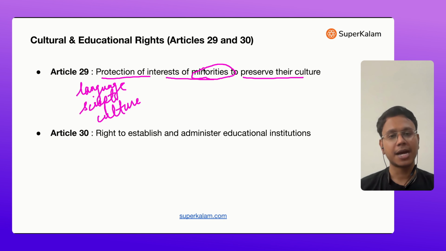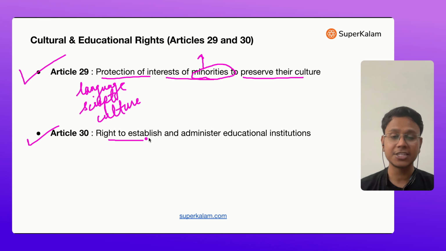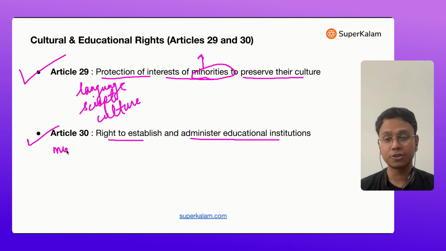In the Constitution it was written minorities, but if you read the article very carefully, it says any persons have a right to preserve that culture. That's why its meaning is broad, and the Supreme Court has also upheld it. So this is Article 29, according to which everyone has a right to protect their language, script, and culture. Then there is Article 30, which is applicable to minorities only. It says that minorities have a right to establish and administer educational institutions. So this is given to minority institutions only.